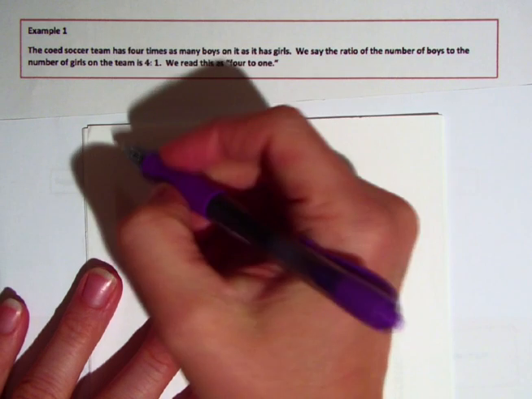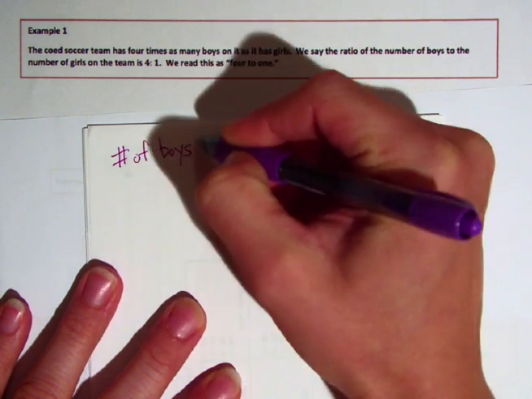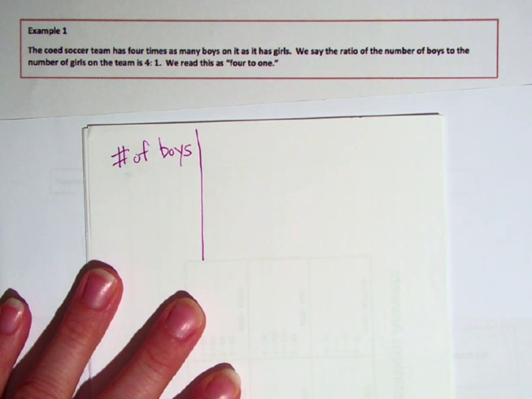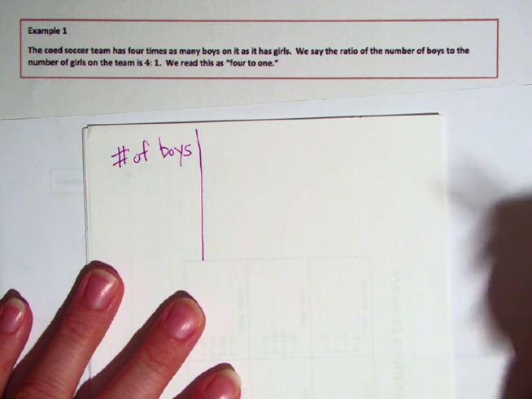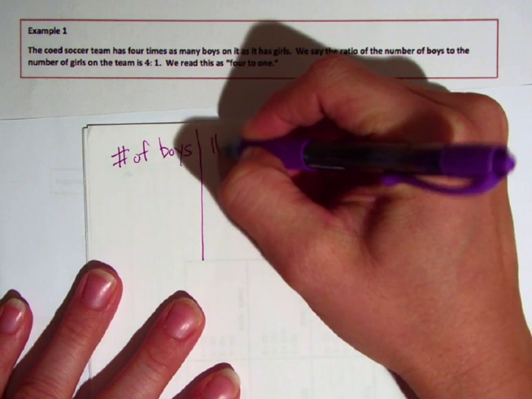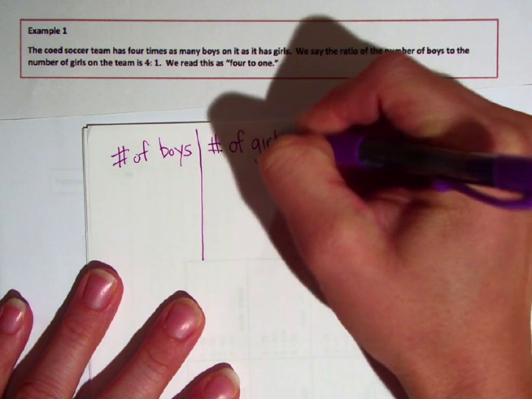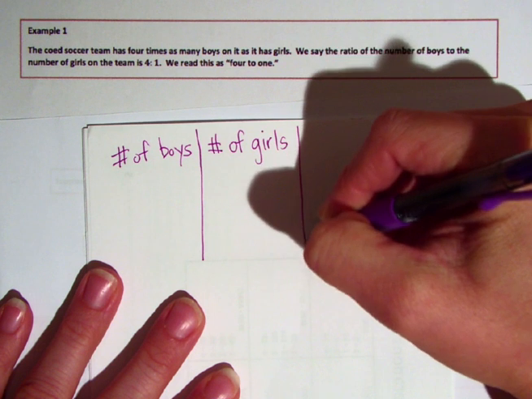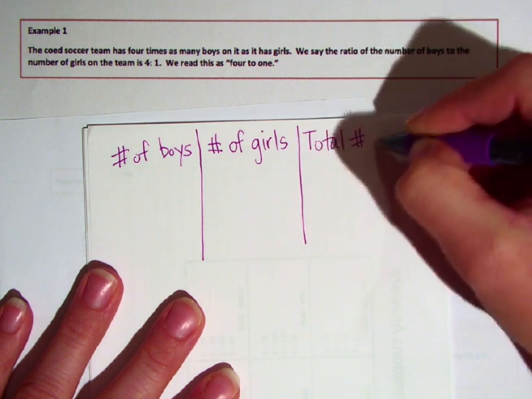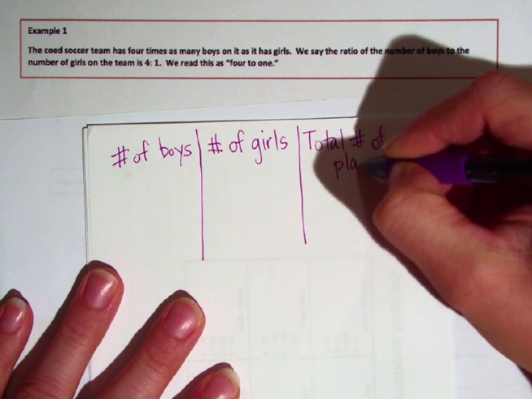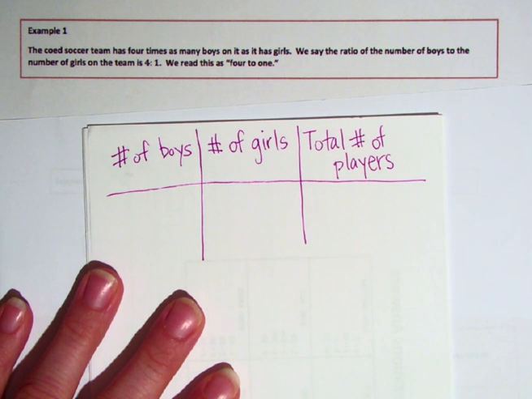All right, so we're going to need the number of boys, and this is what I would like for you to write in your ISN. Just make a little table as I'm making it here so that you have an example to look back on. The next column, let's do number of girls because we're comparing the number of boys to the number of girls. And then let's have the total number of players on the soccer team. All right, and that'll be our title.